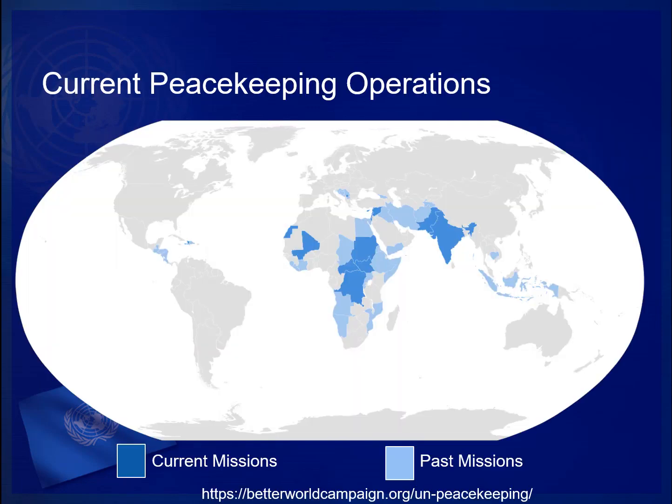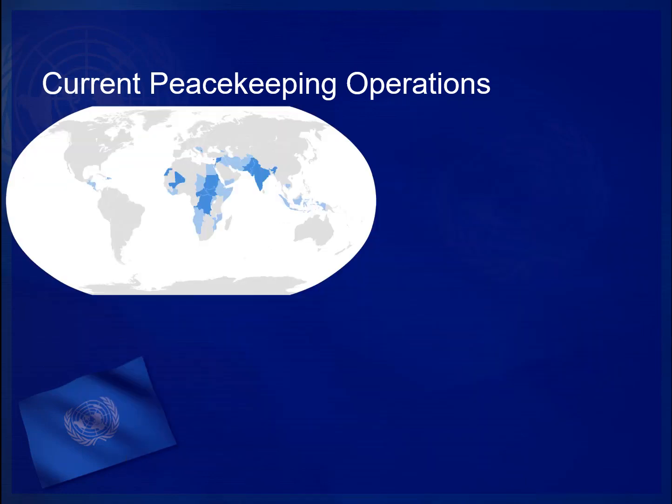The first peacekeeping operation was deployed in 1948 to monitor the ceasefire between the then newly created State of Israel and its Arab neighbors. That mission, the United Nations Truce Supervision Organization, or UNTSO, continues to operate even today. Since then, there have been 62 other UN peacekeeping missions. Of those, 14 are currently still underway. As you can see from this map, the vast majority of peacekeeping missions have historically been and continue to be in Africa.